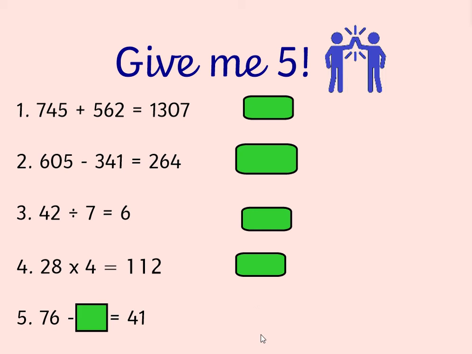And your final question had a missing number from the calculation, 76 take away something equaled 41. So if you worked out that 76 take away 41 would give you this missing number, well done. And the missing number was 35.